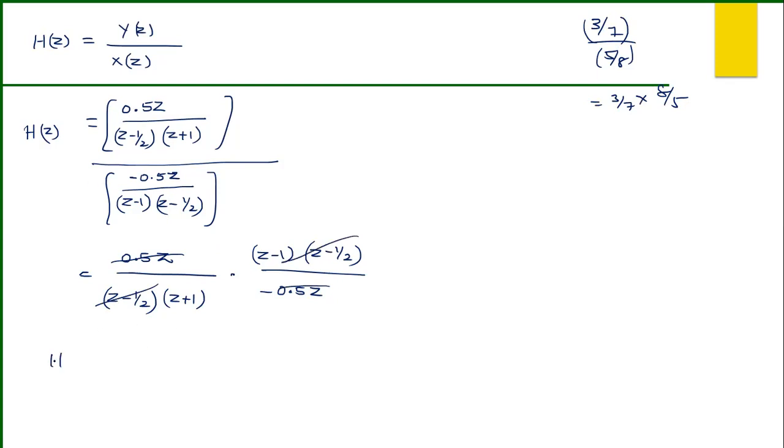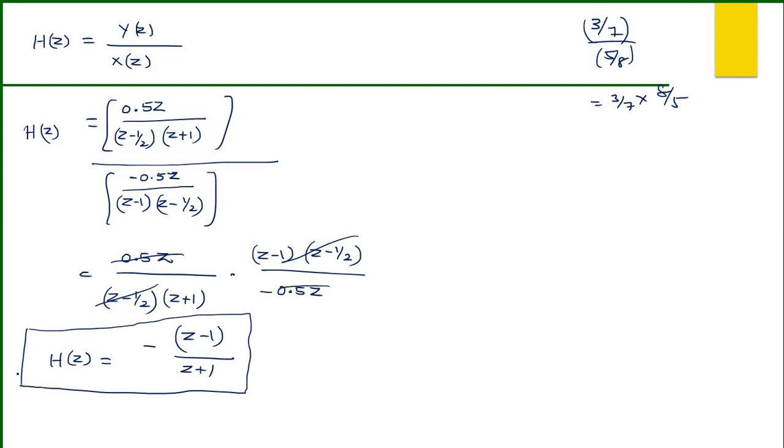What is h of z? We will get h of z is equal to minus z minus 1 by z plus 1. Now you see this is what h of z we found. In order to find the inverse z transform, you recall there are two methods: one is the partial fraction method, another one is the power series method.